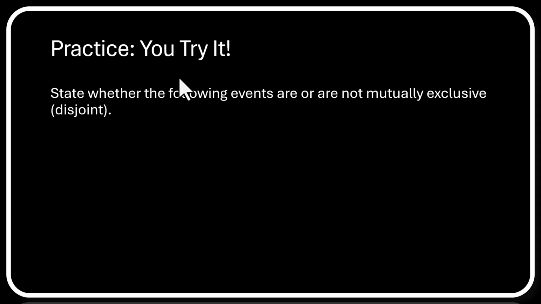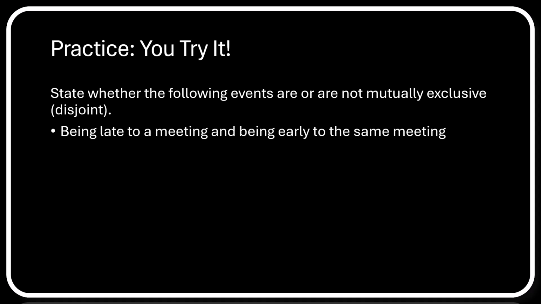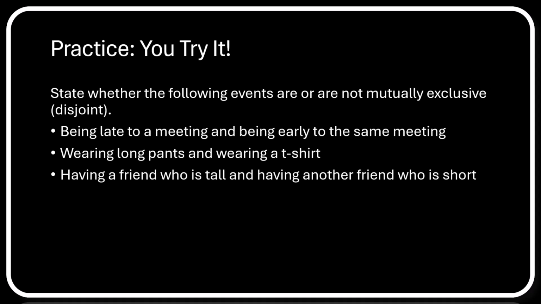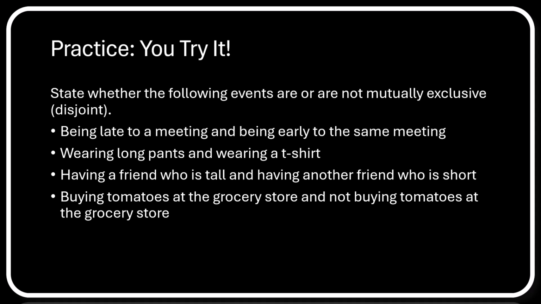Practice. You try it. State whether the following events are or are not mutually exclusive or disjoint. Being late to a meeting and being early to the same meeting. Wearing long pants and wearing a t-shirt. Having a friend who is tall and having another friend who is short. Buying tomatoes at the grocery store and not buying tomatoes at the grocery store. Pause this video, jot down your answers, and then unpause it to see if you are correct.